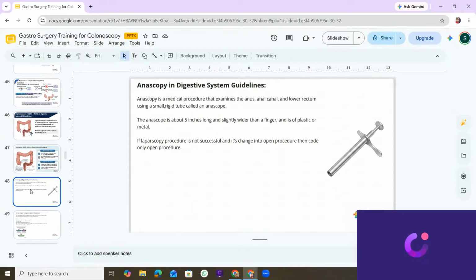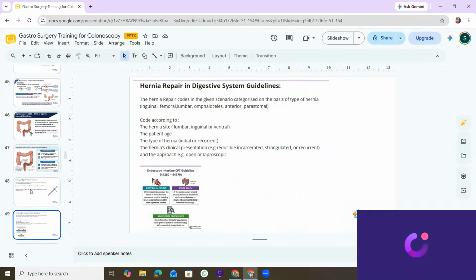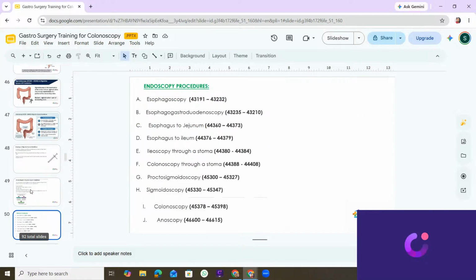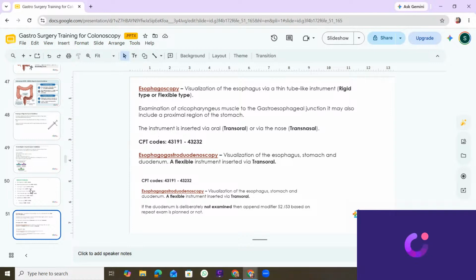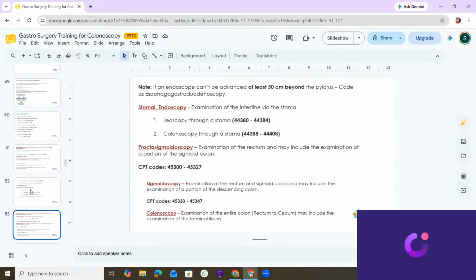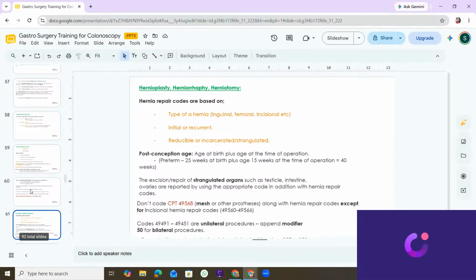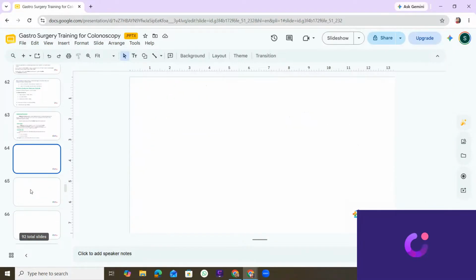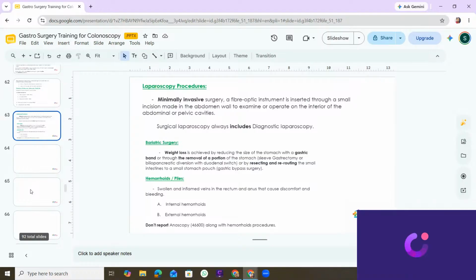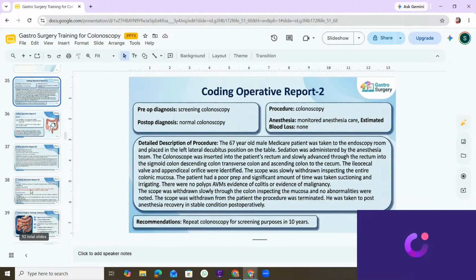You will see what anoscopy is in the digestive system, all these points. Hernia repair in the digestive system. Endoscopic procedures: gastroscopy, gastrojejunostomy, etc. This way you will get the colonoscopy related code range, and the esophagus. So these are general guidelines you will be seeing in this slide. If you want any suggestion or any procedure, anything you want, we will discuss in detail laparoscopic procedure, minimally invasive surgery, so you will understand this kind of procedure.